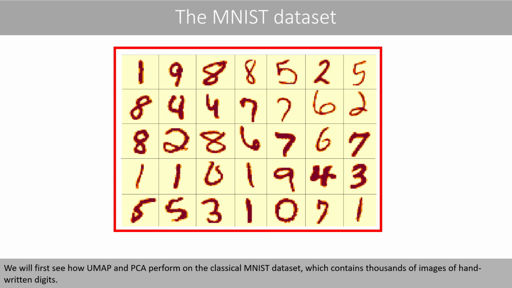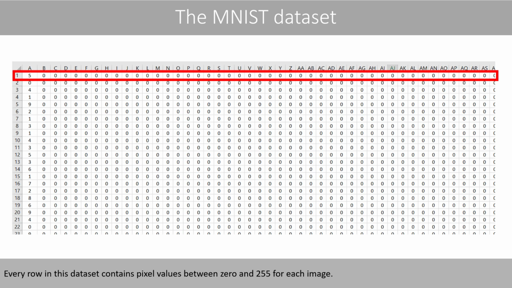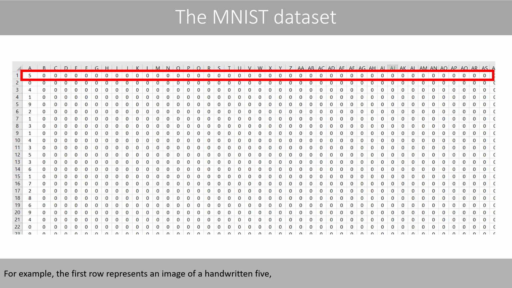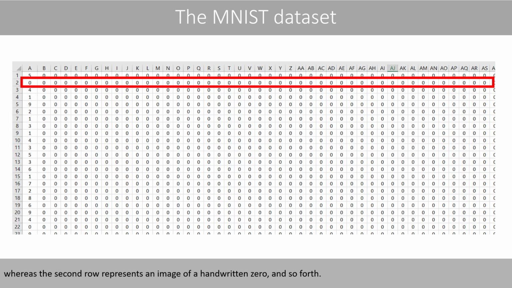We'll first see how UMAP and PCA perform on a classical MNIST dataset, which contains thousands of images of handwritten digits. Every row in this dataset contains pixel values between 0 and 255 for each image. The first column shows which digit the image contains. For example, the first row represents an image of a handwritten 5, whereas the second row represents an image of a handwritten 0, and so forth.